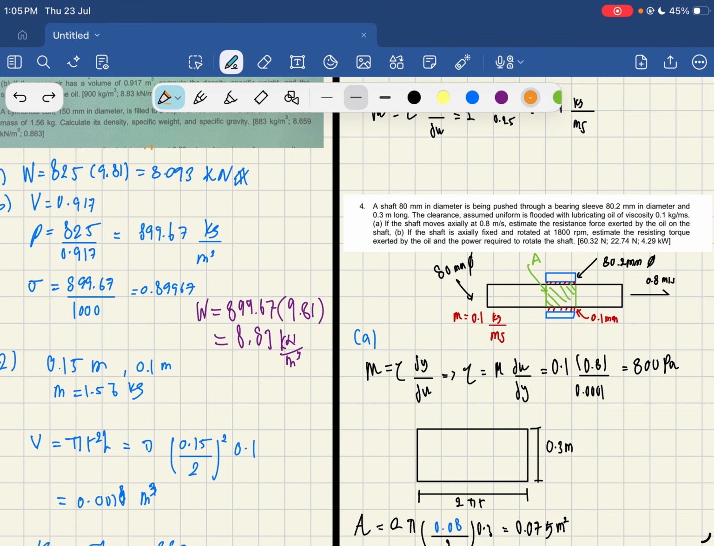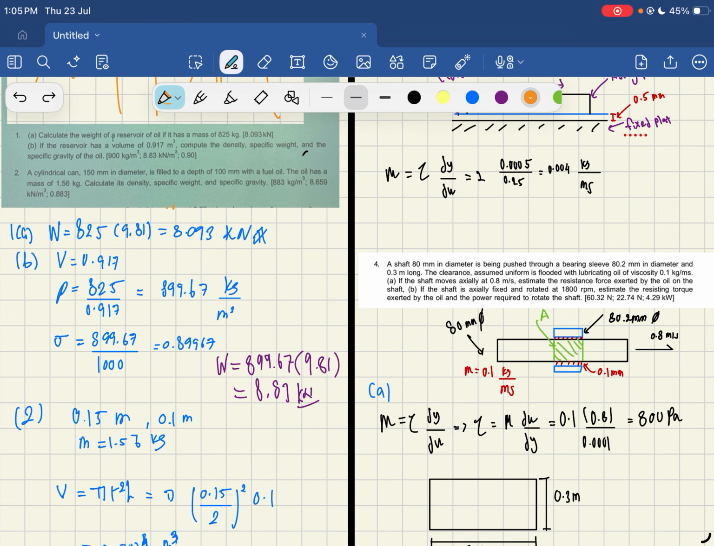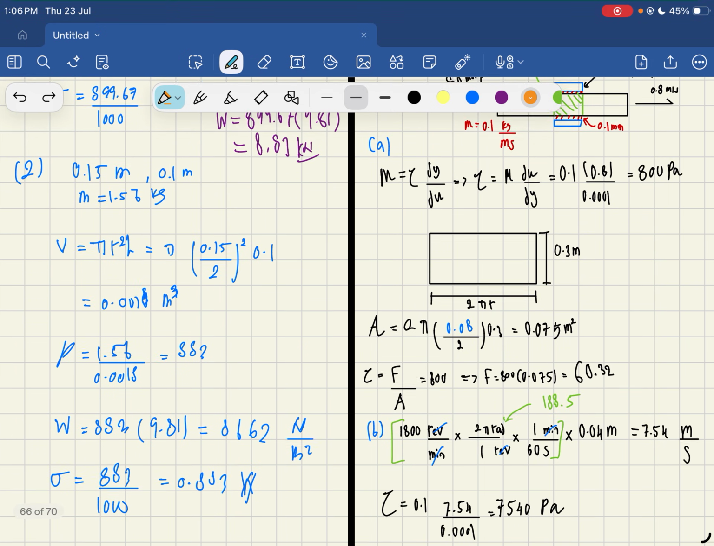Now we move on to question 2. A cylindrical can 150 millimeter in diameter is filled to a depth of 100 millimeter with a fuel oil. The oil has a mass of 1.56 kg. Calculate its density, specific weight, and specific gravity.